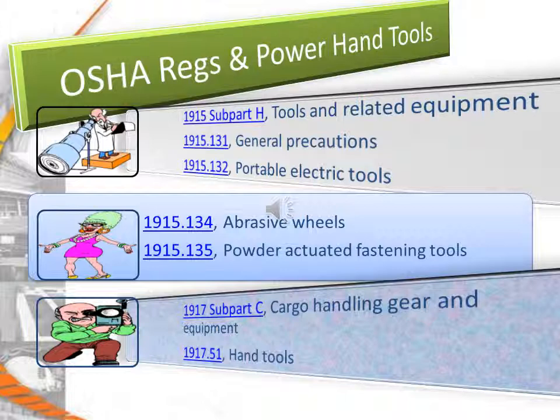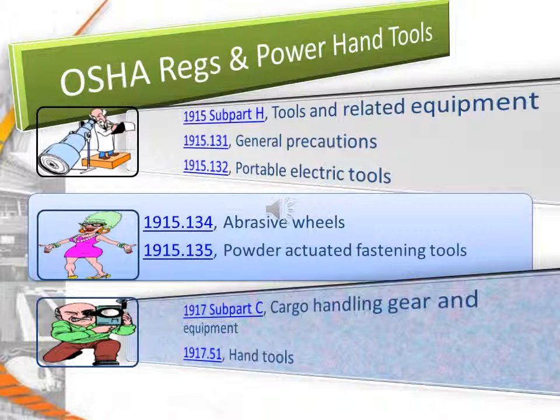1915 Subpart H covers tools and related equipment. .31 covers general precautions. 1915.132 covers portable electric tools. .134 abrasive wheels and .135 powder actuated fastening tools.